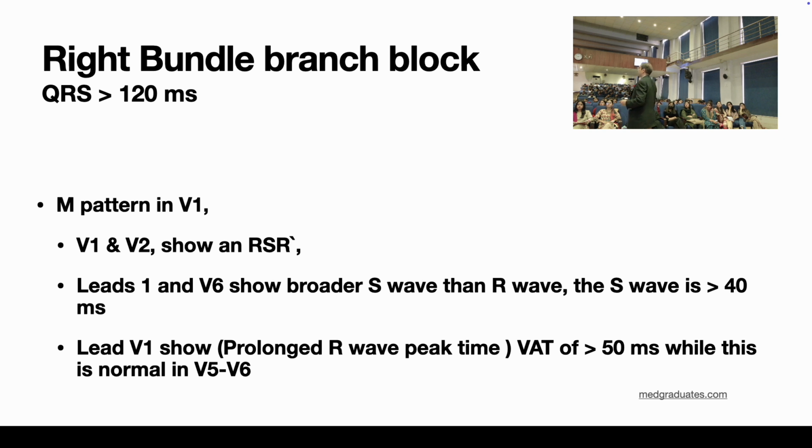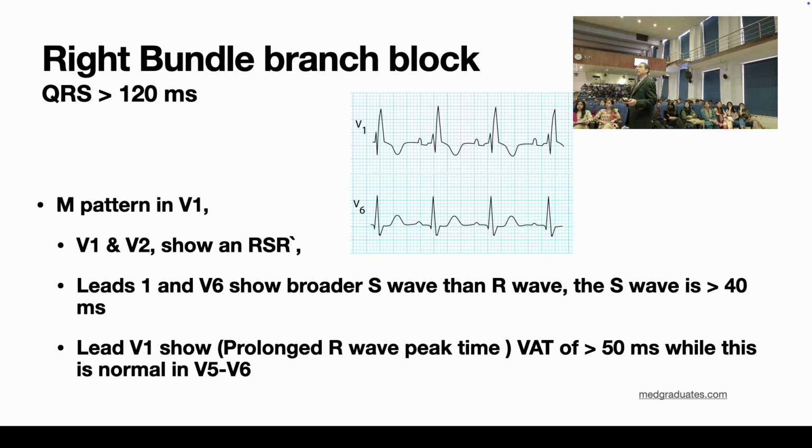So this is right bundle branch block. For simplicity, just remember, if a patient has a broad complex, this is bundle branch block. V1 shows an upward deflection, that is right bundle branch block. You see, this V1 is showing a broad complex with an upward R wave.